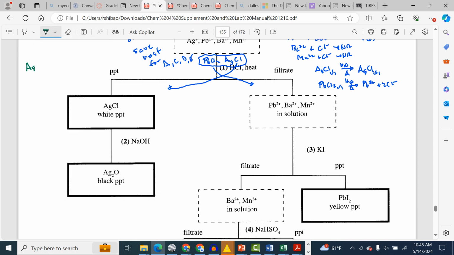What we're going to do is take our silver chloride precipitate and add hydroxide to this. What we're going to form here is silver hydroxide and sodium chloride. This is a double replacement reaction here.